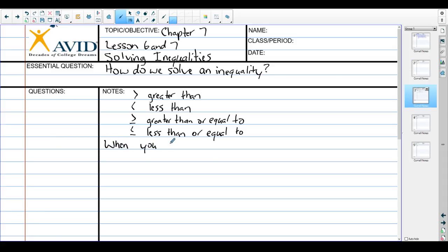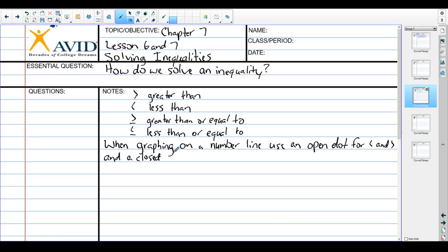When graphing on a number line, I use an open dot for less than or greater than, and a closed dot for less than or equal to, greater than or equal to.